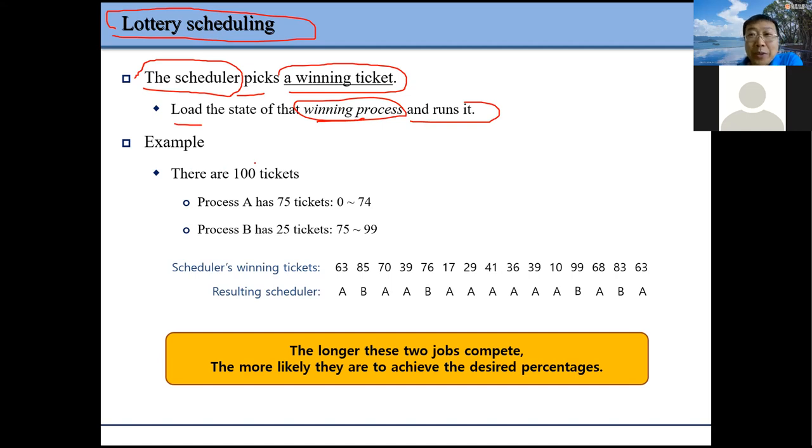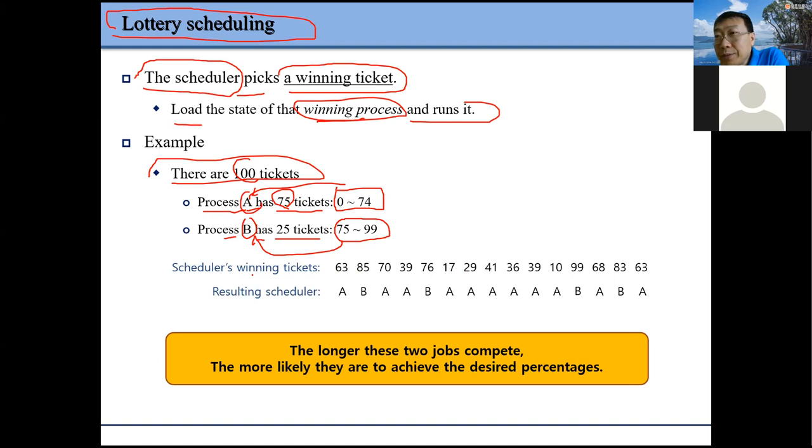Example: how to implement it. This is the concept, a very simple idea. Suppose we have 100 tickets in total. Process A has 75 tickets and process B has 25 tickets. So this is one implementation: since process A has 75 tickets, the numbers from 0 to 74 will be assigned to process A, and the numbers from 75 to 99 will be assigned to process B.